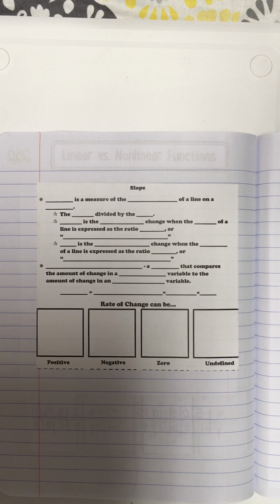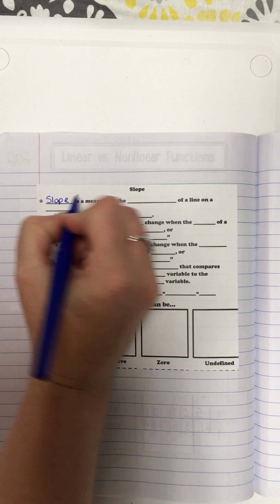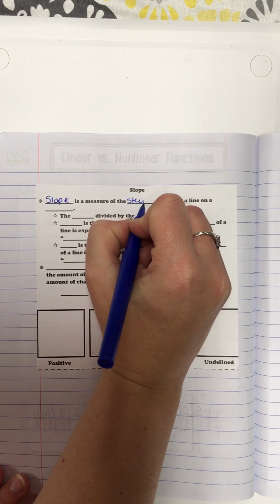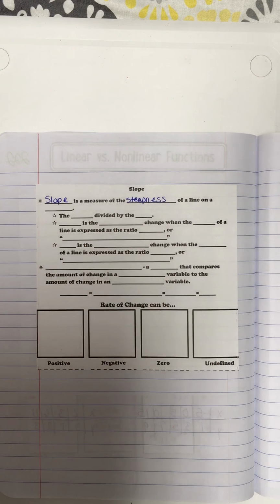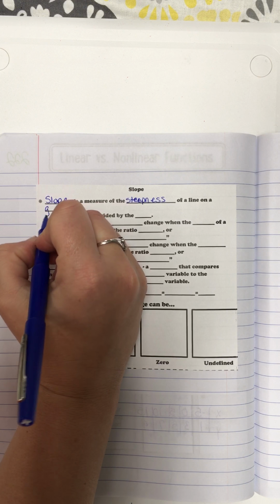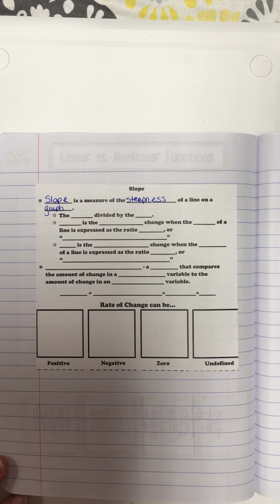Okay, let's talk about slope. When we're talking about slope, we are talking about the steepness of a line. So slope is a measure of the steepness of a line on a graph. So think of a mountain, how steep the mountain is. The steeper it is, the faster it inclines. The less steep that it is, it inclines slowly, right?